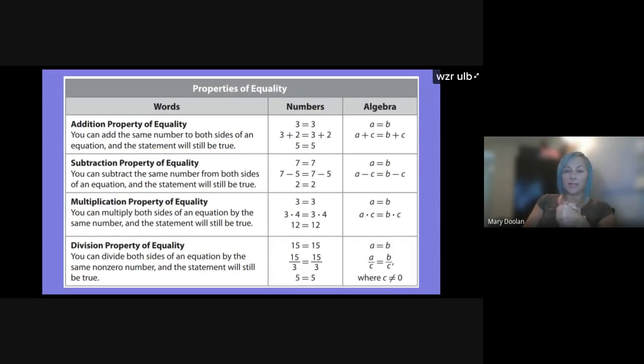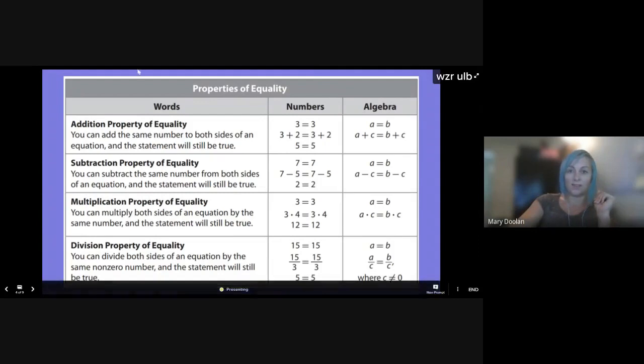That's a very specific example. There's a general way of writing it in algebra using the letters, and the only one that you're restricted on is the last one for division. You just have to make sure that when you divide both sides of an equation by something that you're not dividing by 0. That's really important. We can't divide by 0 in math.